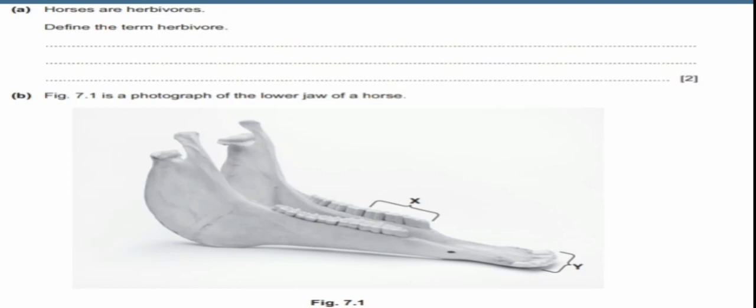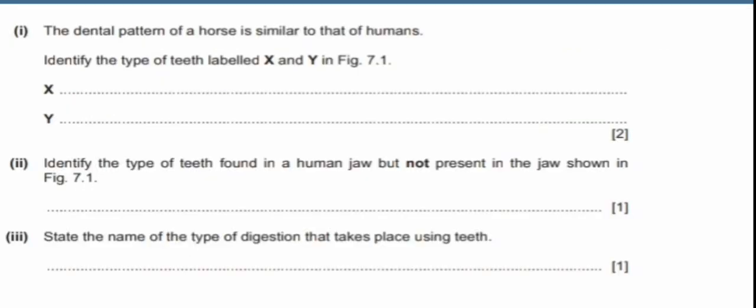Then B is saying, figure 7.1 is a photograph of the lower jaw of a horse, right? So we have the part labeled X. The type of tooth that we have at part X is called the premolar. Then the part labeled Y is called the incisors, right? So the question is saying, Roman numeral 1, the dental pattern of a horse is similar to that of humans.